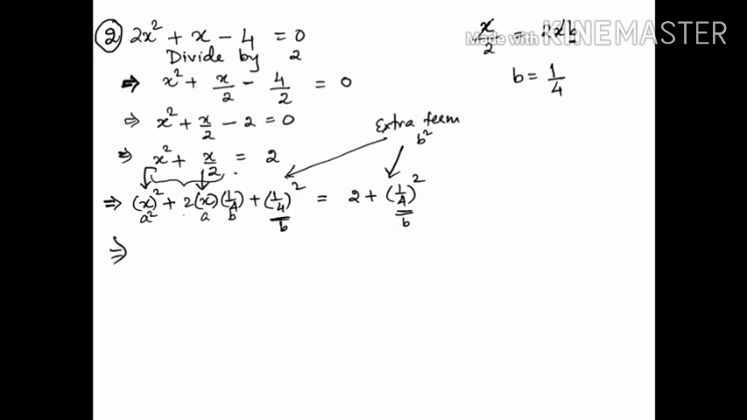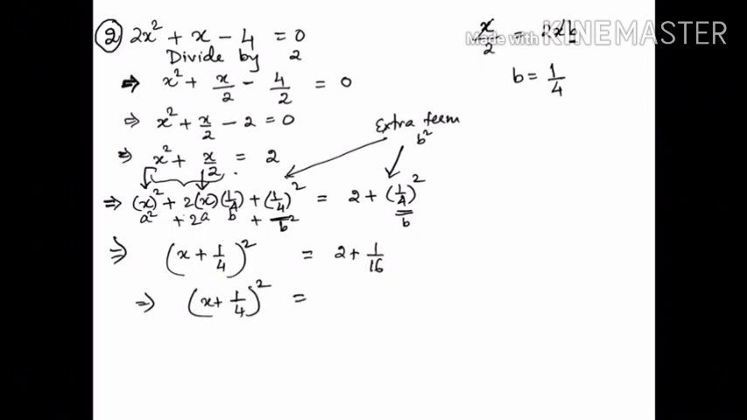Now we have a square plus 2ab plus b square. That can be written as a plus b the whole square. So x plus 1 over 4 the whole square equal to 2 plus 1 over 16. So this is equal to x plus 1 over 4 the whole square. Add the numbers on the right side. So 16 times 2 is 32 plus 1, 33 upon 16.